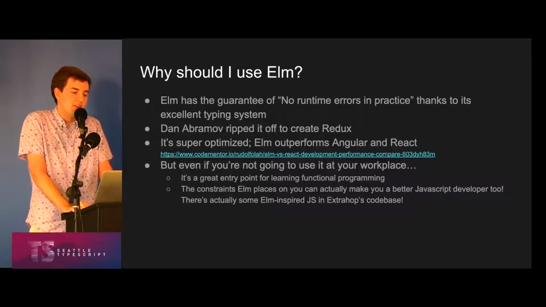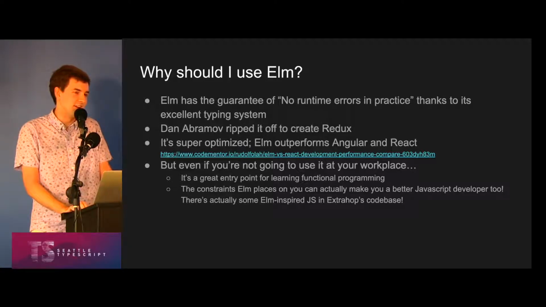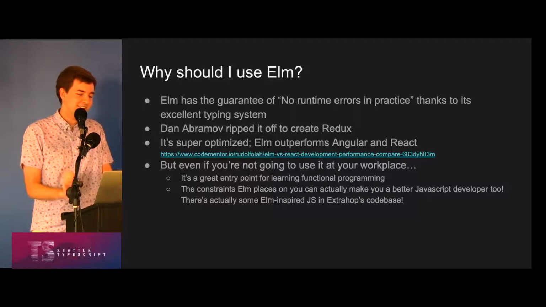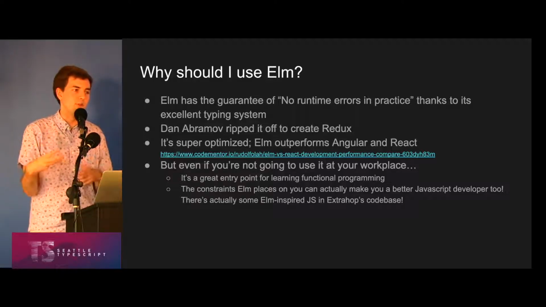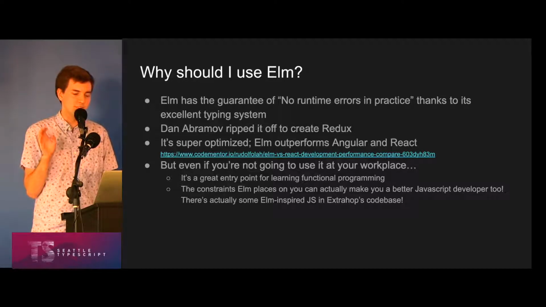The other reason Elm is cool is because Dan Abramov totally ripped it off to create Redux. Redux is like the exact same as Elm. So you're going to see later when we talk about the architecture, it really closely resembles Redux. The other thing is that it's really fast. Similarly to how the compiler knows a lot about what you're doing, so there's no runtime exceptions, it's really optimized because of that. So Elm actually outperforms Angular and React, which is kind of wild, and it's really cool.